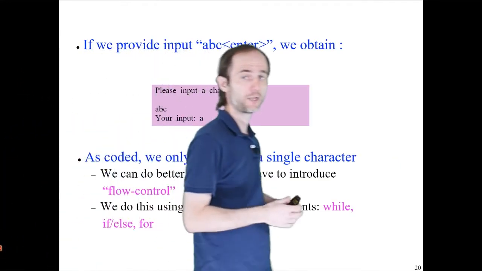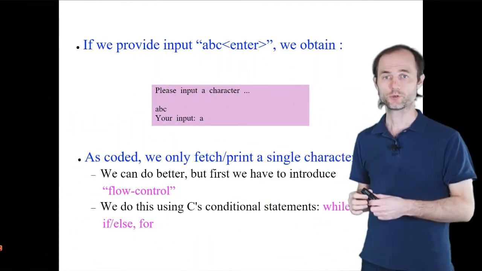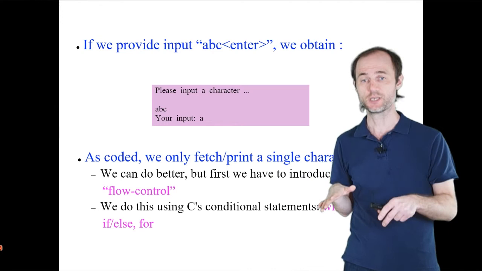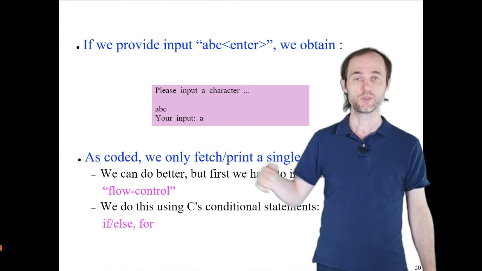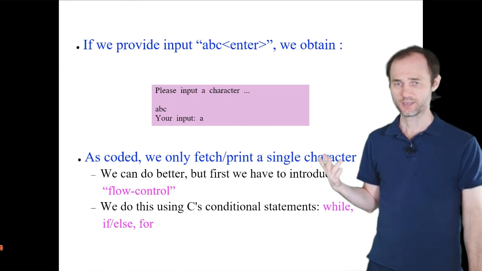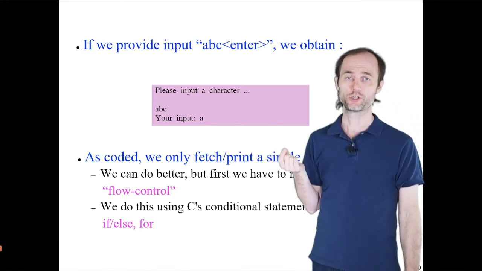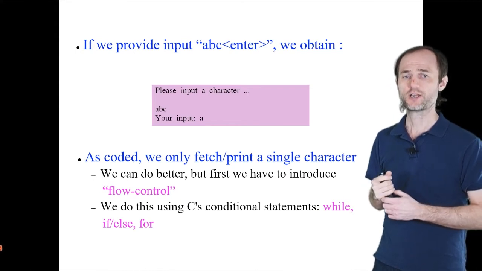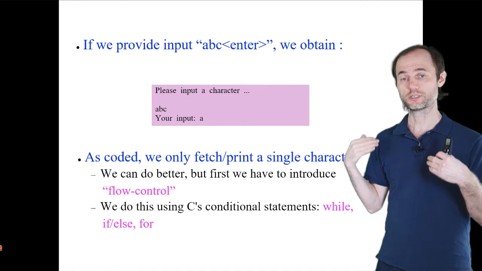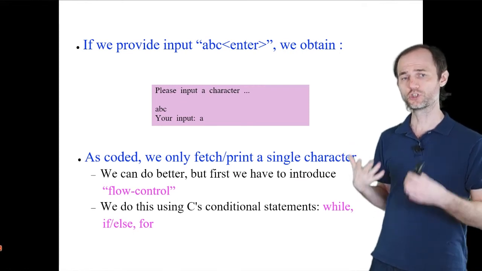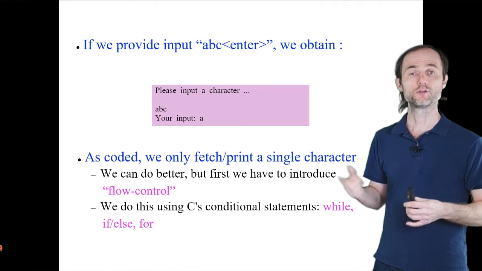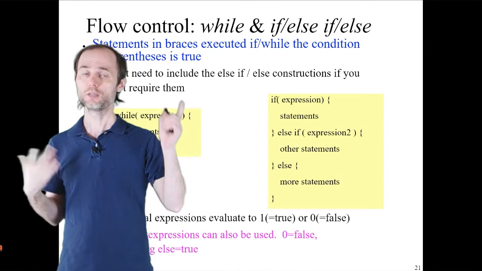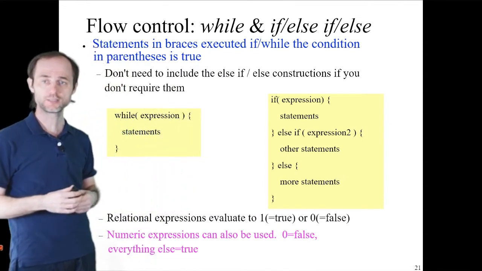So let's play around with this software that we wrote. This is how it will look if we type in ABC. You can see that as a result, the output is simply A. It only prints out the very first character you enter. It ignores the rest. And so that's not super satisfying. In order to be able to input an entire string, we're going to use some conditional statements, maybe loops, or flow control. This flow control is achieved using while and if, else if statements.